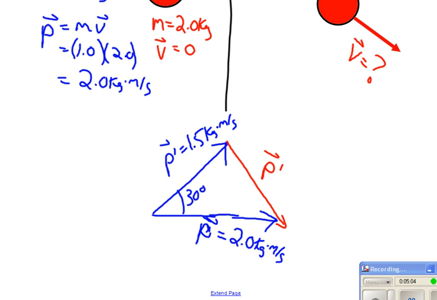Now you have two approaches to this question. One is for those people who like it, and it's on your data sheet. You can use the law of sines and cosines to solve for the two. Remember, there's two things we're looking for: the magnitude and the direction of our vector. So we can use the law of sines or cosines, and that's fine.